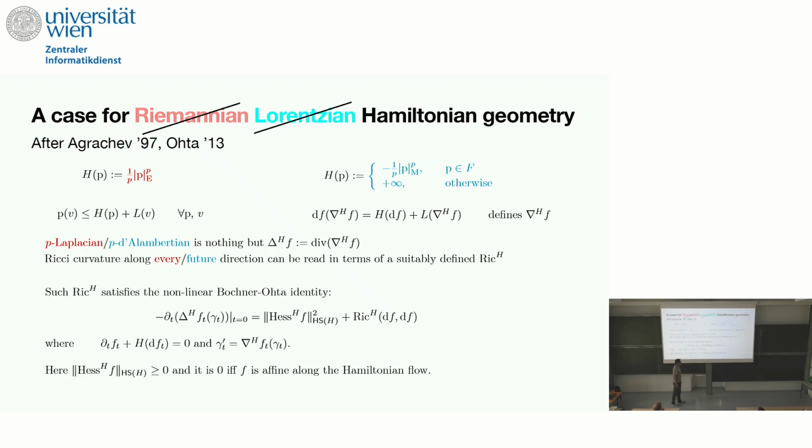What is interesting is, first of all, this Ricci term appears here, the same one that I did not define, but Shinichi did above. And this term really has an elliptic flavor, meaning it is always non-negative, and it is zero if and only if something extremely rigid occurs. In this case, the function f should be affine along the Hamiltonian flow. Why is this interesting?